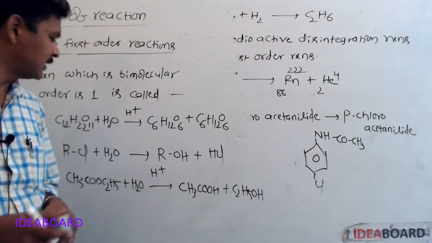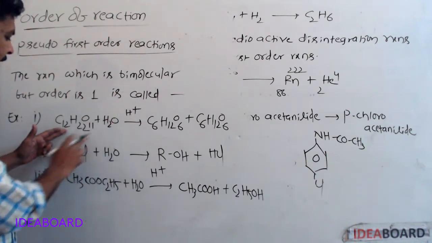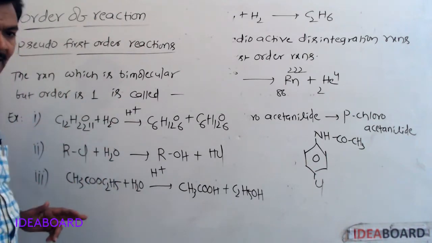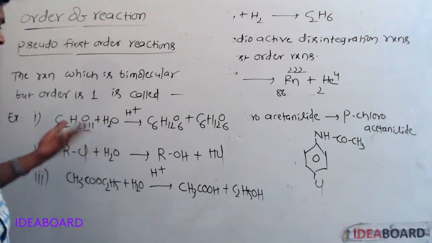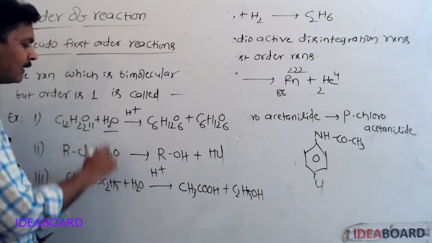In pseudo first order reactions, molecularity is 2. Two molecules are there. One of the reactants is in excess. Generally here excess of water is taken.